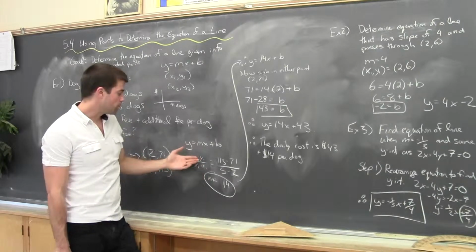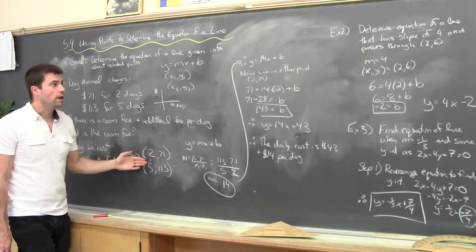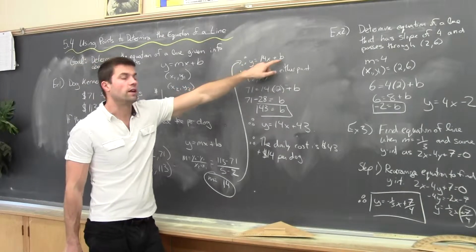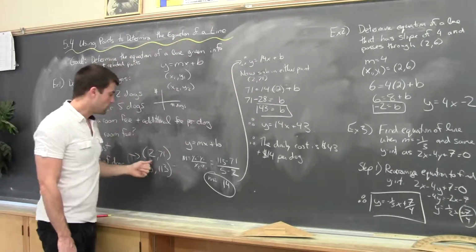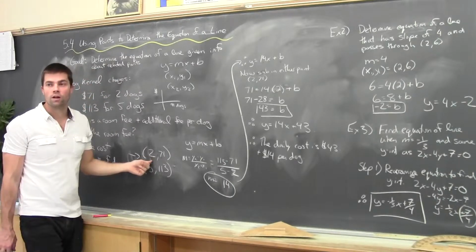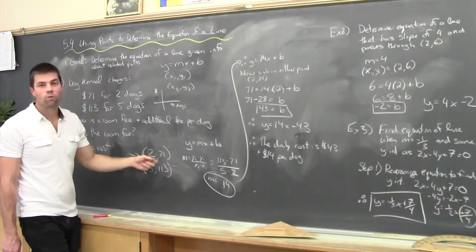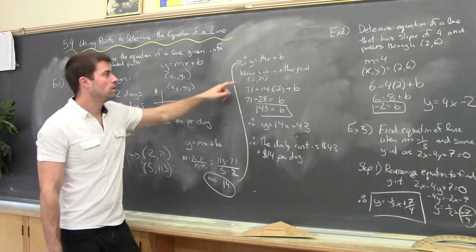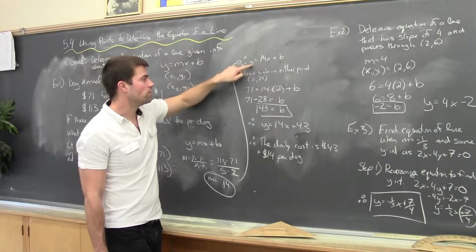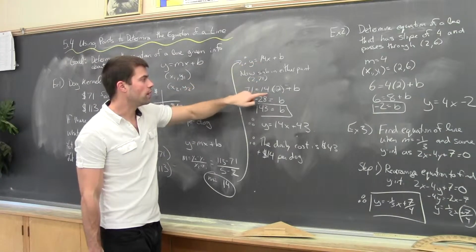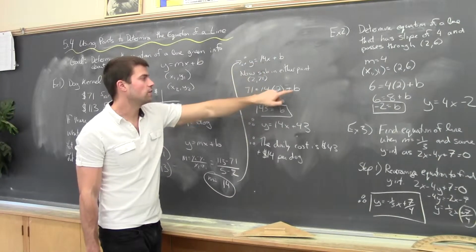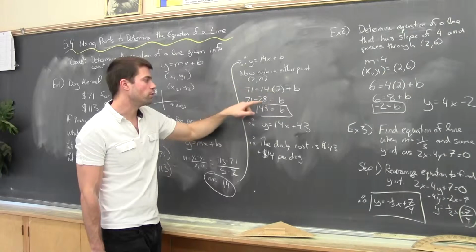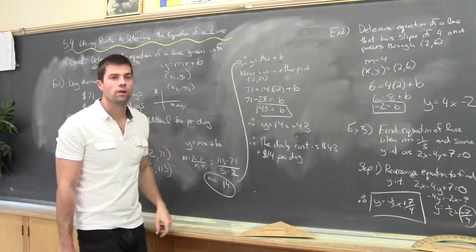You take either point, you can choose either point, and plug it in for x and y, and then solve for b. In this particular case, I'm going to choose 2, 71, the reason why is just because they're lower numbers, so it's easier. So I choose 2 for x and 71 for y. I plug those values in, and then I calculate what b is. So I get 28, move it over to the other side, b is 43.